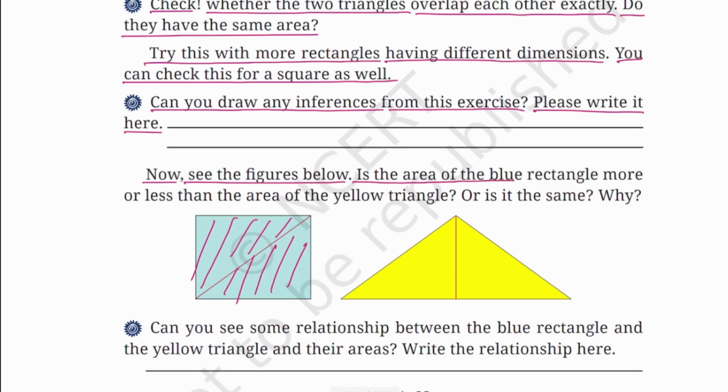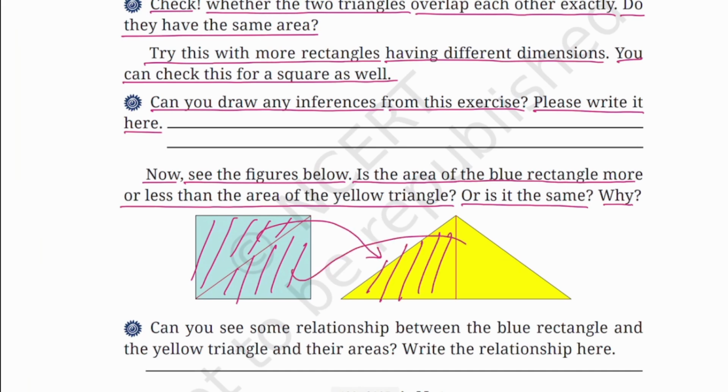Is the area of the blue rectangle more or less than the area of the yellow triangle? Or is it the same? Why? Yes, it is the same. This is the half and this is the other half. Half and half makes a complete rectangle.